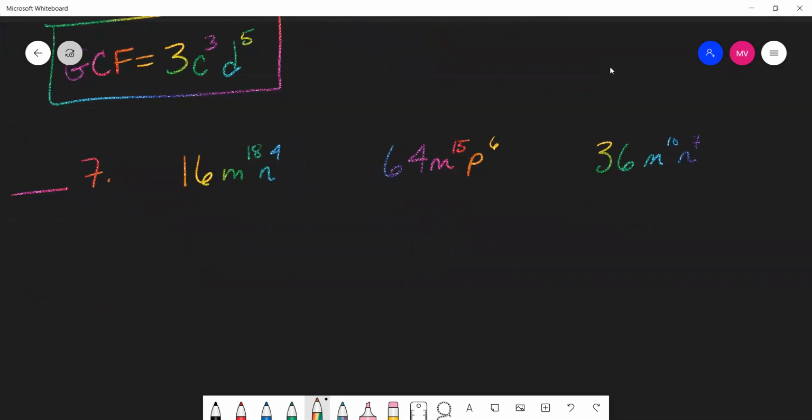I know 8 divides evenly into all of these numbers. So 8 is probably our greatest common factor, but let's look at our prime factorization and see. So in this case, we have 2 and 8. 8 breaks down into 2 and 4. 4 breaks down into 2 and 2.